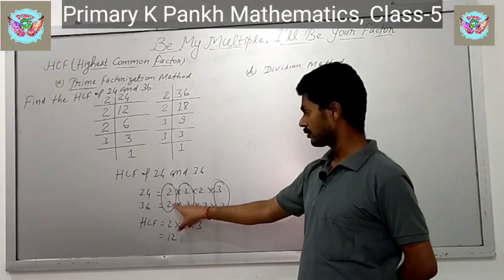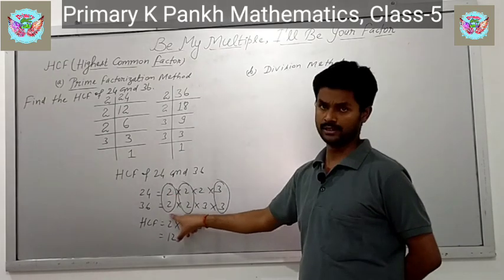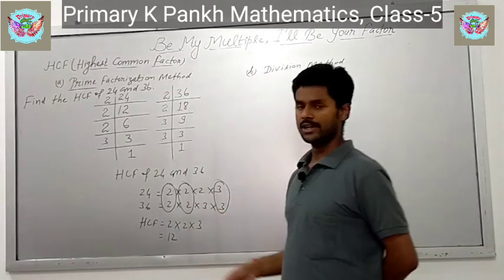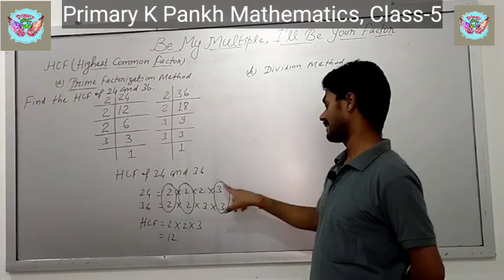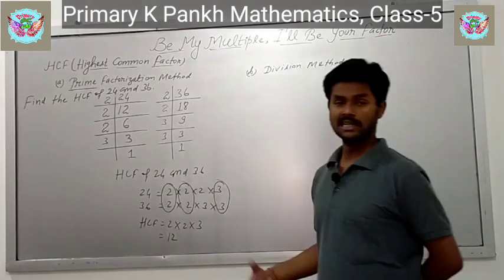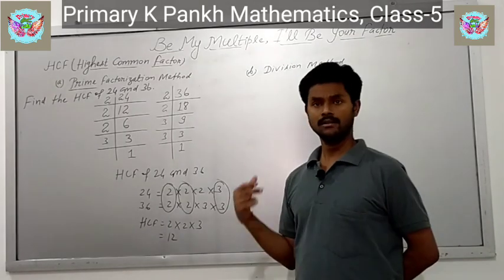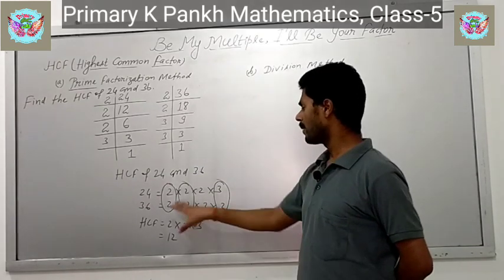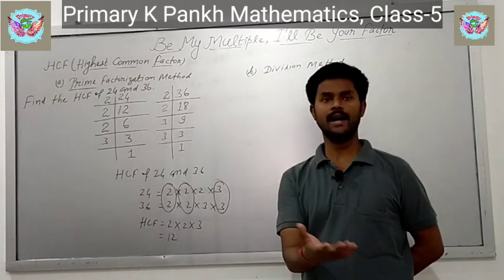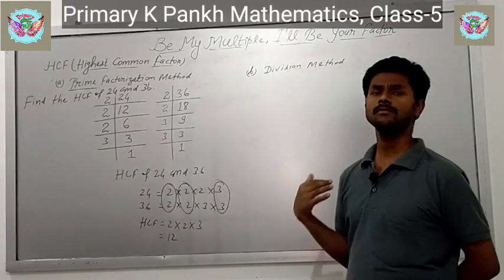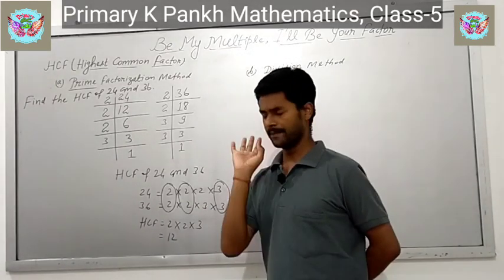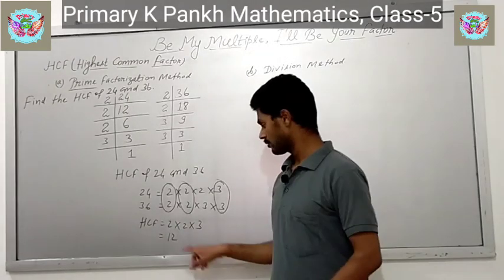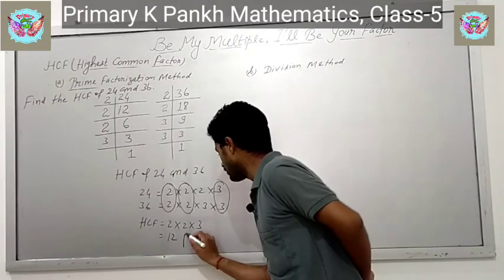Like we have found here, 2 is common in 24 and 36 both. So we circle the first common prime factor. After that another 2 is also common, and after that 3 is common. So we have to circle all those numbers which are common in all given prime factorizations, and then multiply those numbers. You can multiply either from left to right or from right to left. Your answer will be the same. So here we have found that the HCF of 24 and 36 is 12. So 12 is your correct answer.